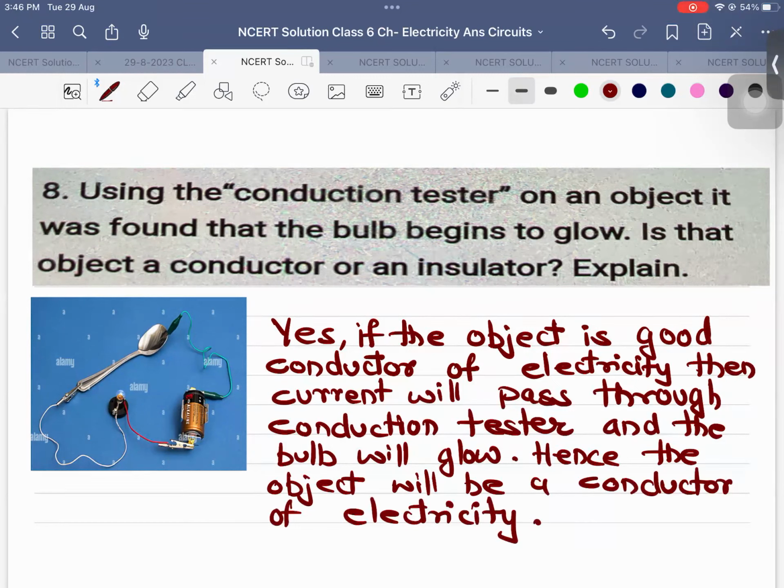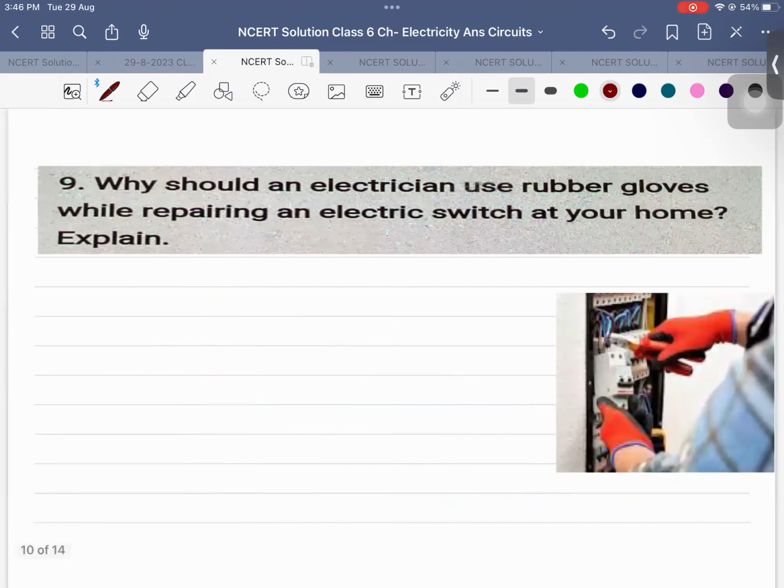Now, coming to the 9th question. Why should an electrician use rubber gloves while repairing an electrical switch at your home? Explain. Now, the answer is, our body is a good conductor of electricity and rubber is an insulator.